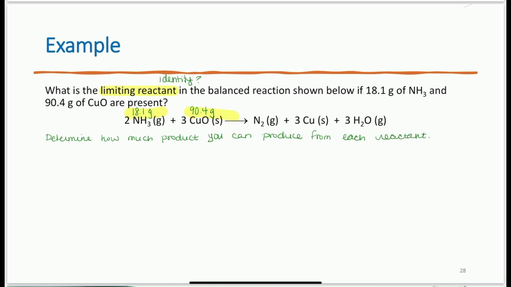This throws students off. First of all, you have 3 different products. Which one do you choose? Doesn't matter. It's all a stoichiometric relationship. Pick any product. The other thing is, because I don't actually care how much I'm making, I'm going to stop at moles. I'm going to say determine moles of any product.